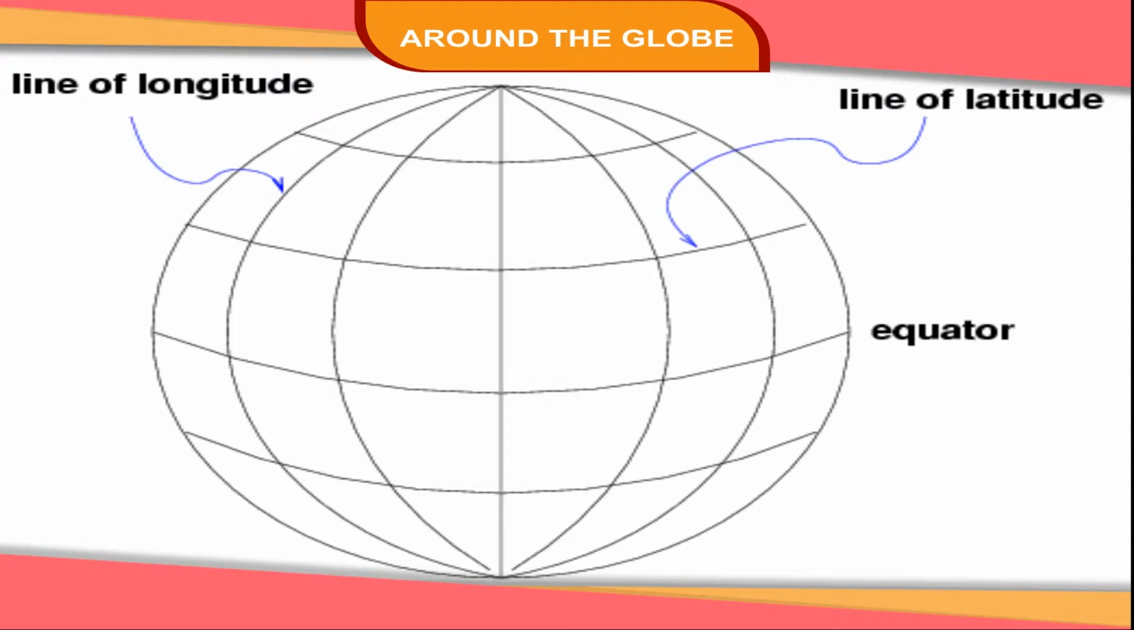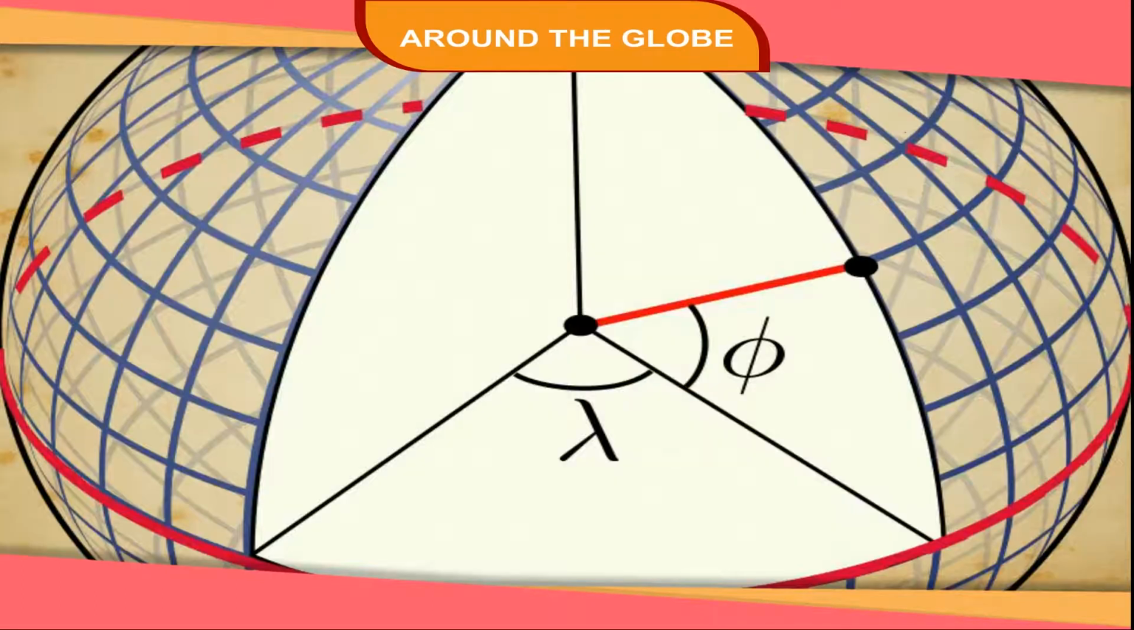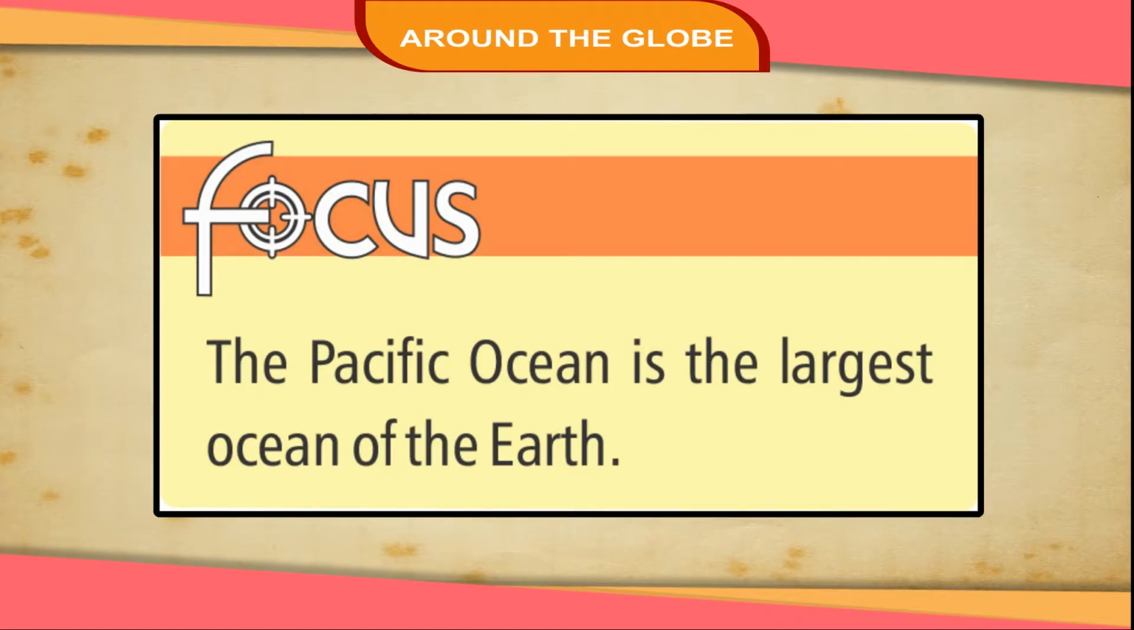There are 2 sets of lines drawn on the surface of the globe. The full circles that run from east to west are called the lines of latitude. The semicircles that run from one pole to another in a north-south direction are called the lines of longitude. The lines of latitudes and longitudes cross each other at right angles. Focus. The Pacific Ocean is the largest ocean of the earth.